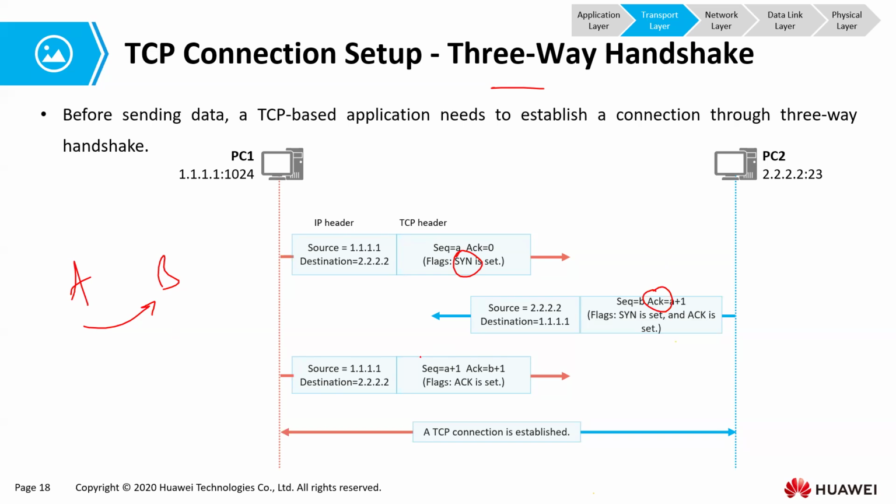Then this one is a SYN-ACK, a synchronize acknowledgement. Then lastly, device A acknowledges: good, OK, I've received your response, you want to communicate with me. Then this three-way handshake means these two devices know that they are ready for communication.